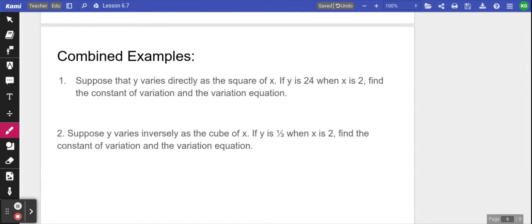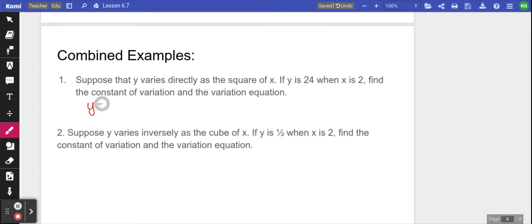Suppose y varies directly as the square of x. So this time we know we're using direct variation, but we know this time that our x is going to be squared. If y is 24 when x is 2, find k. So 2 squared is 4, and dividing by 4 on each side gives me k to be 6. Now write your variation equation. So y equals 6x squared.